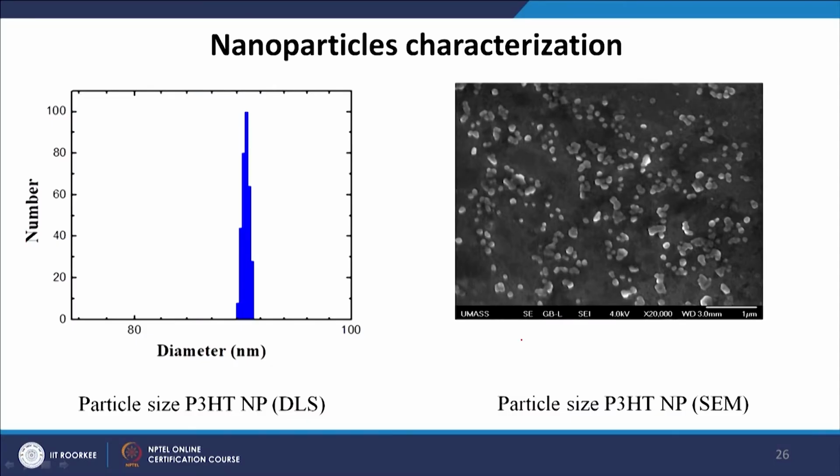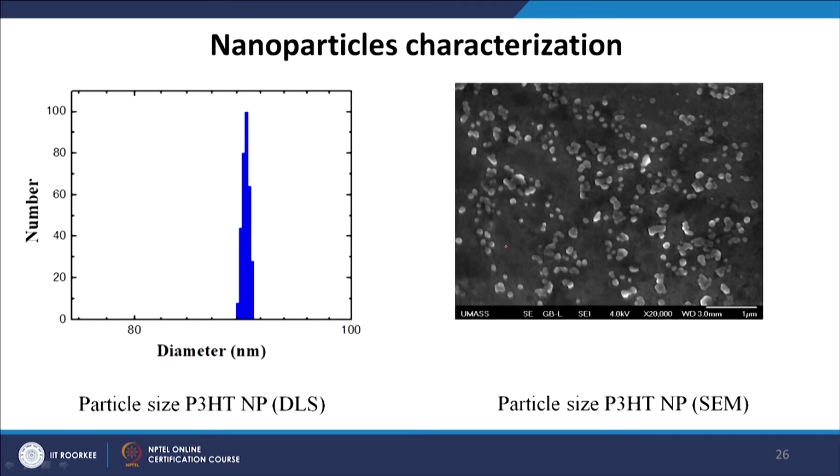Now, to go one step further and characterize their size, we said that the nanoparticle size distribution can be determined by dynamic light scattering. So this is dynamic light scattering data. In the y axis you have the number and in the x axis you have the diameter, and you see from the histogram that the particle size is kind of monodisperse, at somewhere around 90 nanometer in size, and the same features one can pick up by doing some AFM analysis here.